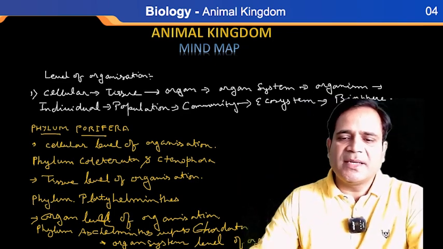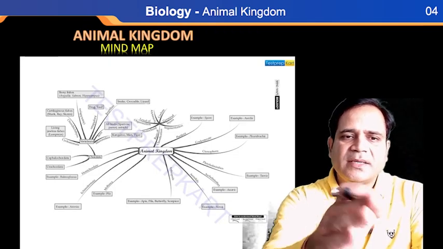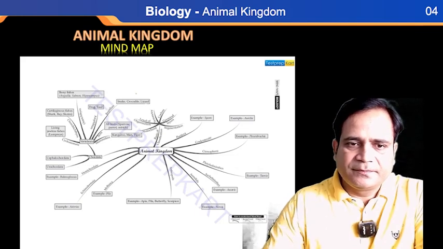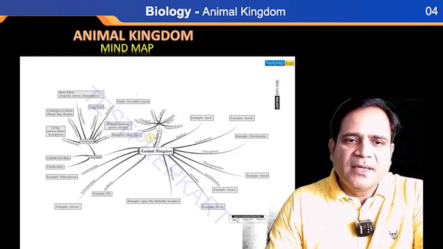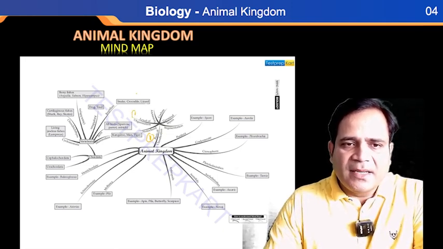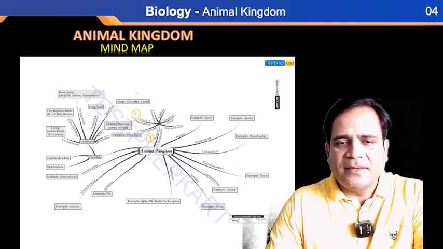So hope this thing is clear. Now see, the basis of classification is clear. So see what I'm saying here, the basis of classification is clear. On the basis of classification, the first thing, level of organization, is clear.